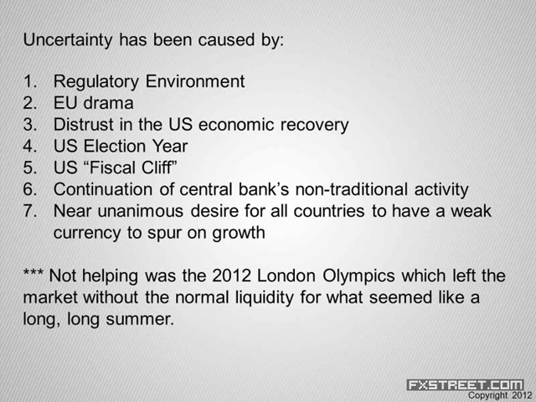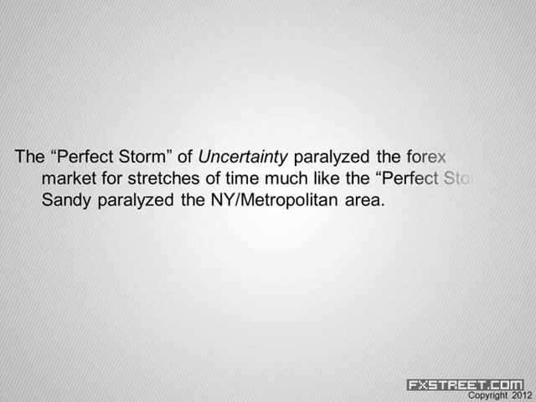So the summer was, I think, an unusual summer as well, in that the Olympics took place within one of the major financial capitals of the world, London. So all these things help contribute to the uncertain environment in the foreign exchange market, a market environment whereby a discernible trend couldn't be found. So we had the perfect storm, if you will, of uncertainty. And instead of causing more volatility up and down, it sort of paralyzed the market for stretches of time.